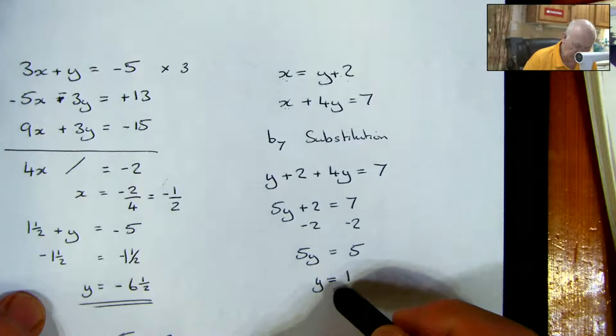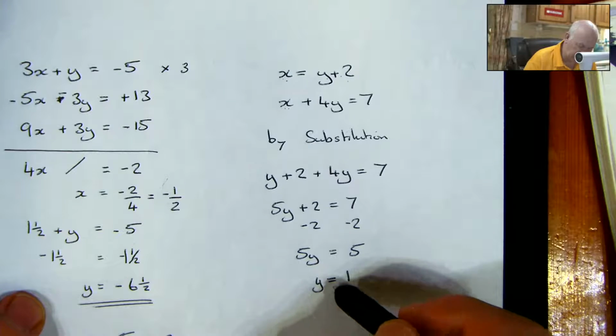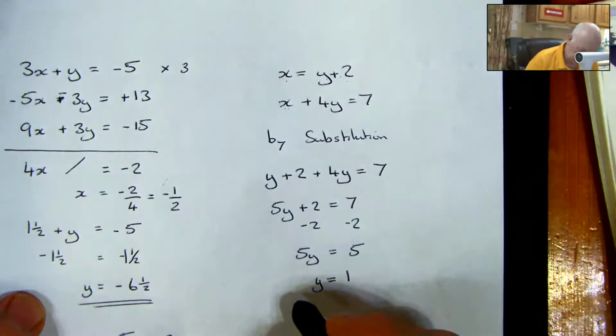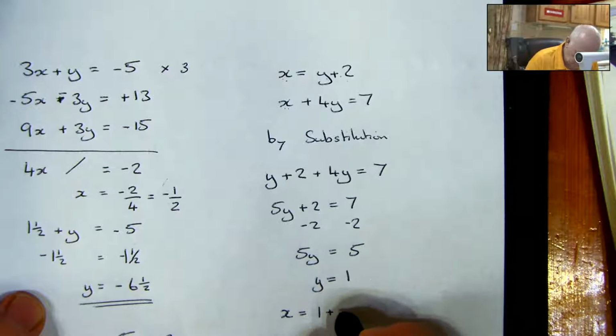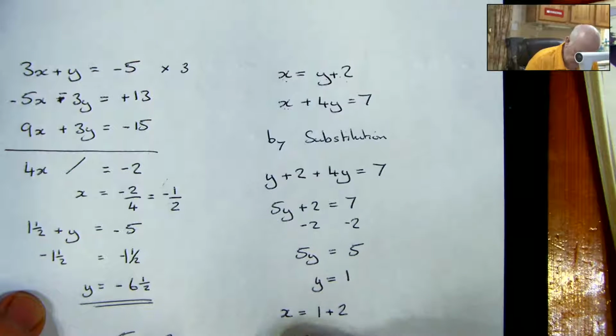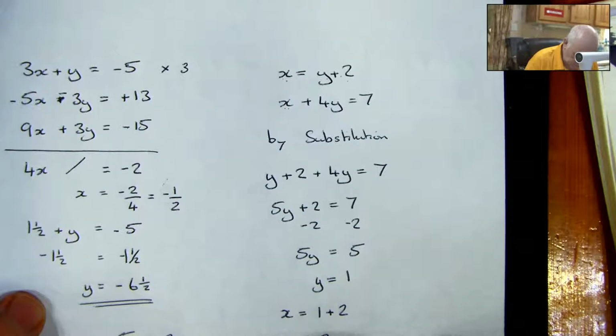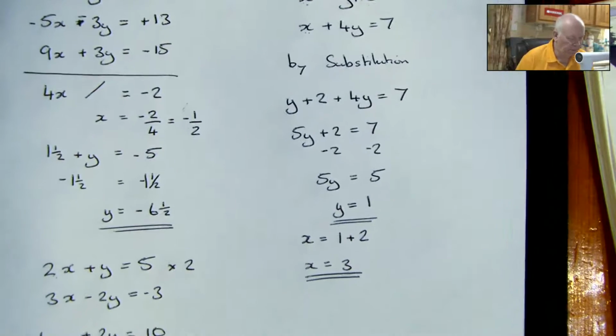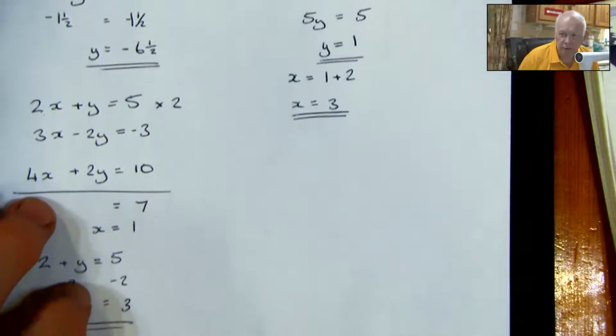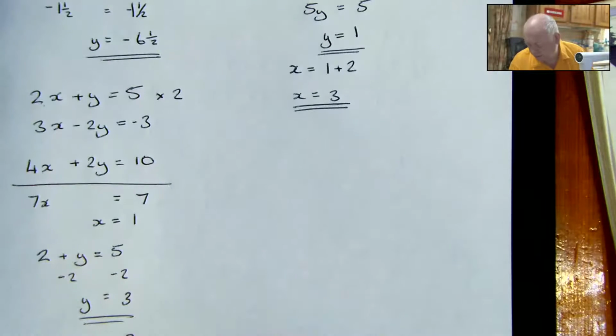Now I can take that and we'll substitute that into the first equation. So I can say that x is going to equal 1 plus 2, therefore x equals 3. I often find that by substitution is often a little bit simpler than doing it the other way by elimination, but we'll see what we can do. So let's try one that's a little bit harder.